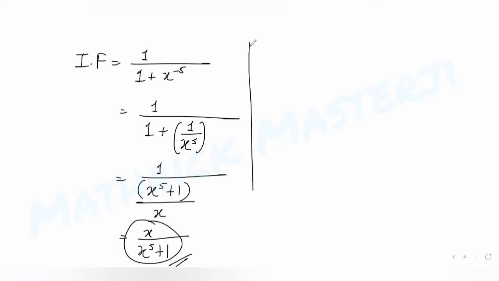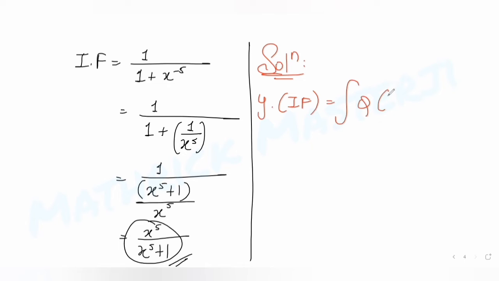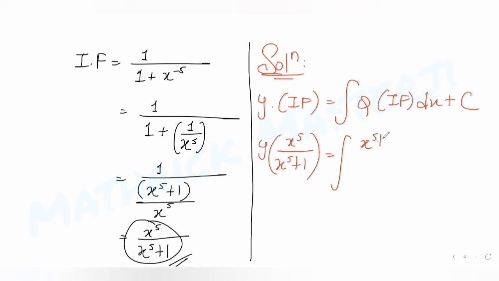So you have your integrating factor here now. Once you have your integrating factor, that is x to the power 5 over x to the power 5 plus 1, I can just use the formula for the solution. We know the solution of such a differential equation is given by y times IF is equal to integral q times IF dx plus c. So y times x to the power 5 over x to the power 5 plus 1 is equal to integral x to the power 5 plus 1 the whole squared.